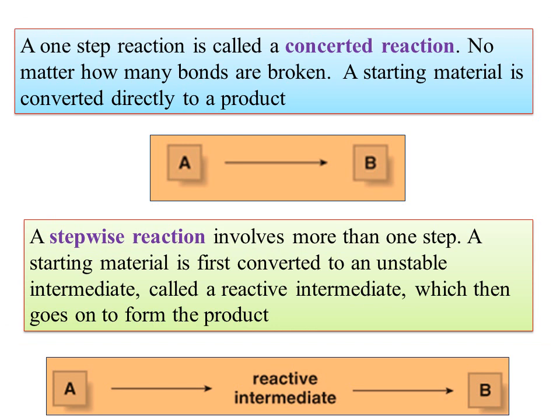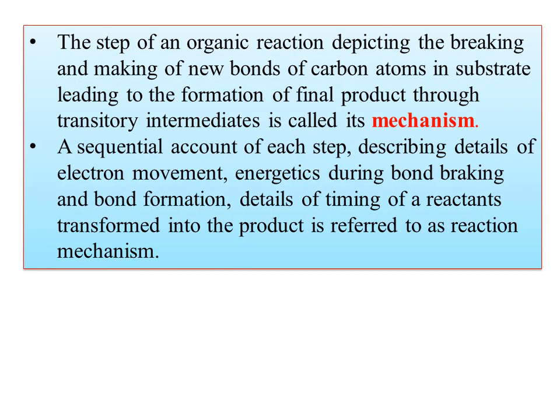No matter how many bonds are broken, the starting material is directly converted into product. Whereas sometimes a stepwise reaction involves more than one step. The starting material is first converted into an unstable intermediate called a reactive intermediate, which then gets converted into a product. The step of the organic reaction depicts the breaking and making of new bonds of a carbon atom in a substrate, leading to the formation of the final product through a transitionary intermediate.